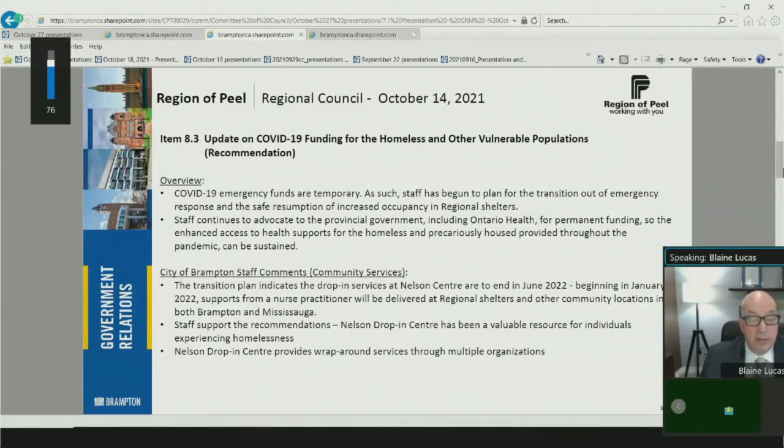The report speaks to the Nelson Drop-In Center has been a valuable resource for people experiencing homelessness, as it provides wraparound services through multiple organizations. So staff continue to advocate for permanent funding, so enhanced access to health supports for people experiencing homelessness and the precariously housed individuals and families provided throughout the pandemic can be sustained. We can move forward now onto slide number 4, please.